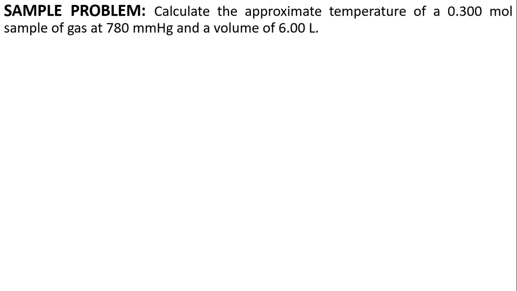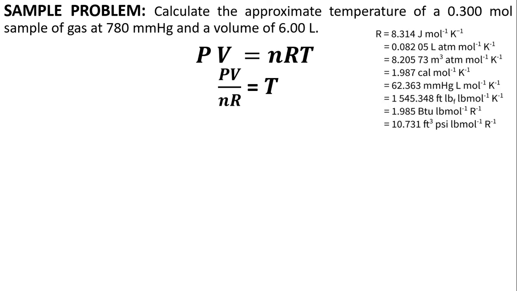Okay, let's have this. Calculate the approximate temperature of a 0.300 mole sample of gas at 780 millimeter mercury and a volume of 6.0 liters. Okay, so again, the ideal gas law, PV equals nRT. Then since we're looking for temperature, isolate T. This will give us T is equal to PV over nR. Now remember, as I've said earlier, we're going to use millimeter mercury.